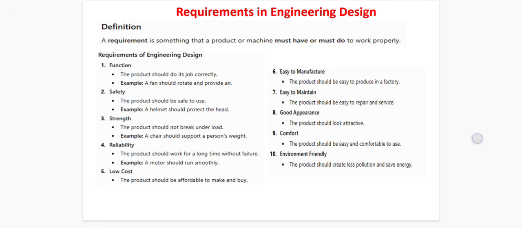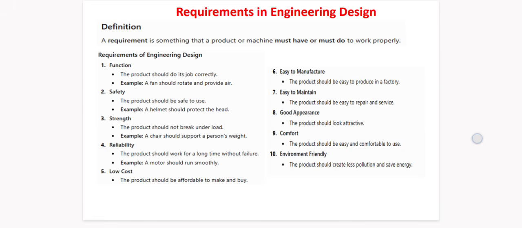And fifth one, cost, low cost. The product should be less cost to make and buy. Sixth one is easy to manufacture. The product should be easy to produce and it can be easy to manufacture.